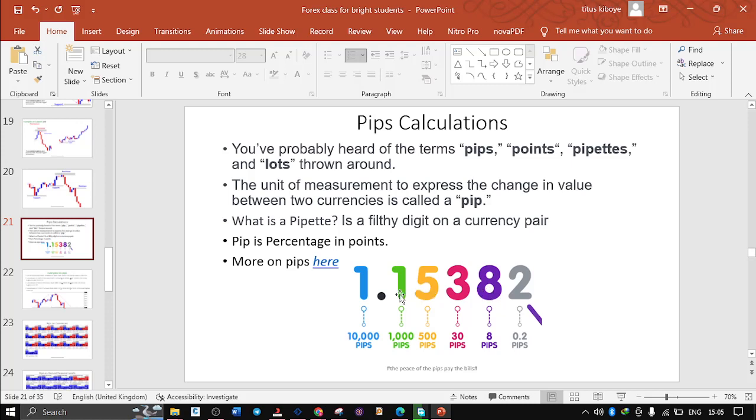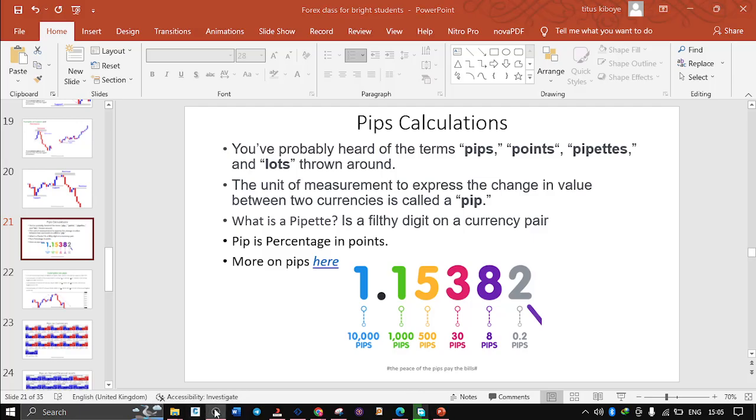We start reading pips from the fourth digit after the decimal place. This is the decimal place: 1, 2, 3, 4. This is a pip. Then these are 38 pips. Then this is 500 pips. This is 1000 pips. This is 10,000 pips.